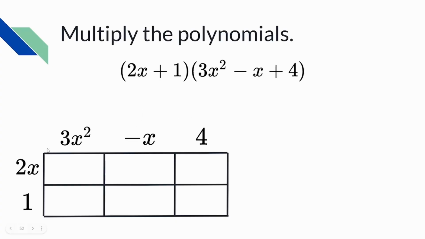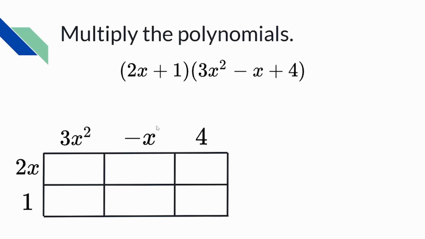Notice that I have a partial length 3x squared, partial length negative x, and partial length 4. Okay, they all add up together to give me the length of the rectangle, right? And down here I have 2x plus 1. That gives me the width of the rectangle.